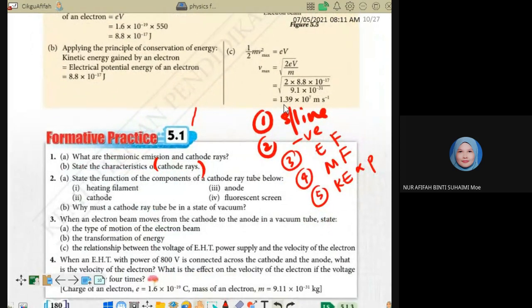Yang ni saya record balik, you boleh tengok. Yang saya tulis ni, record balik yang 5.1. Saya mute tadi, anak saya.